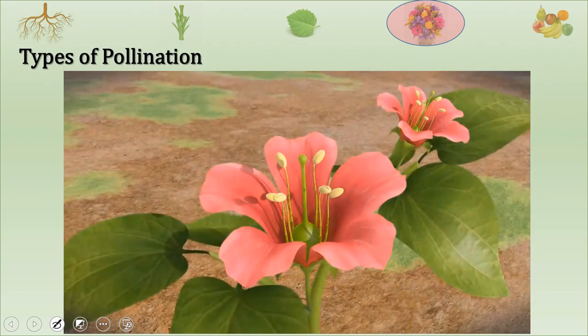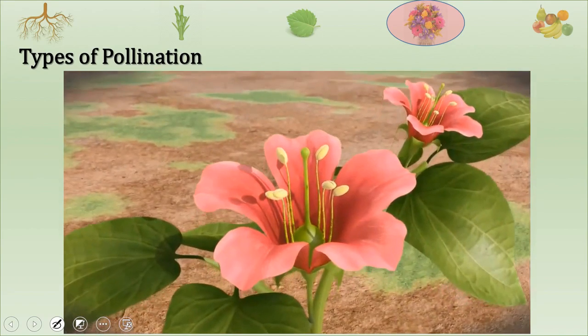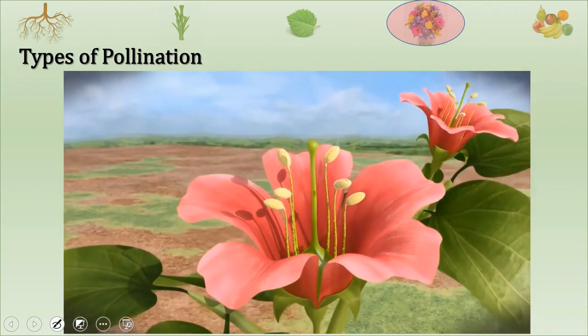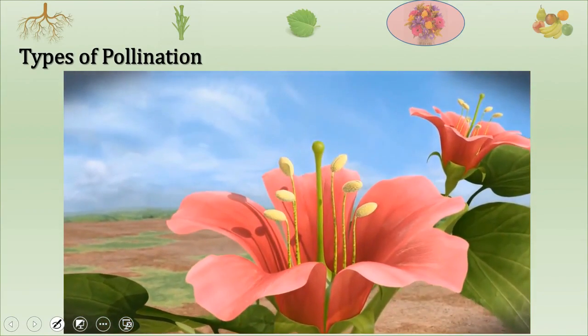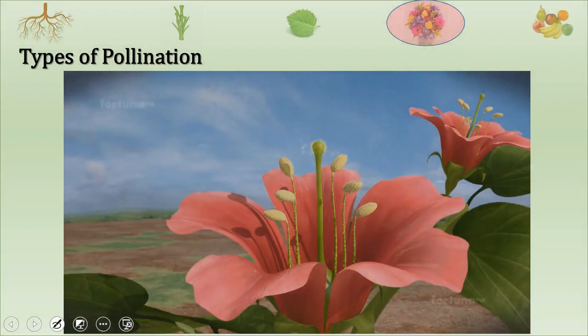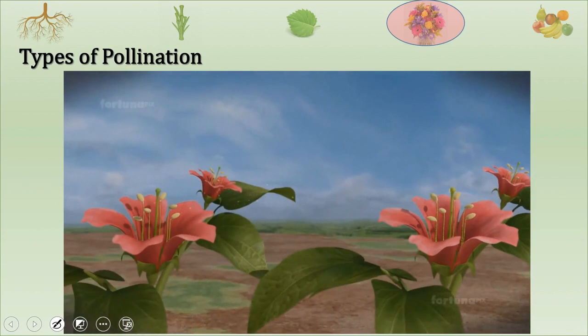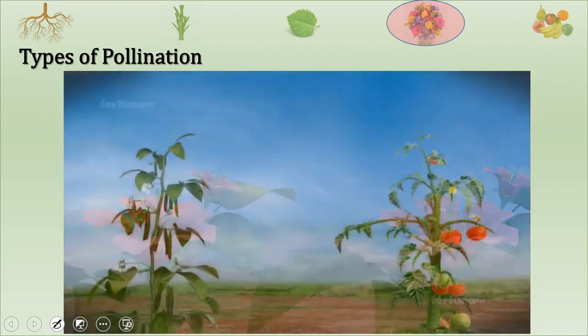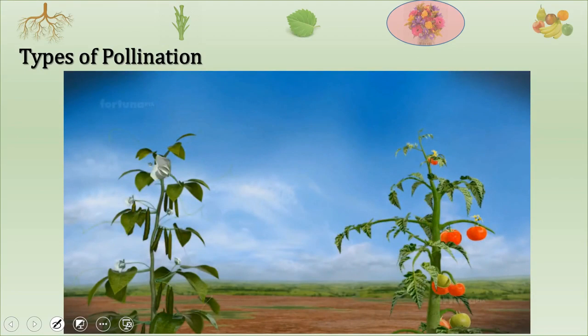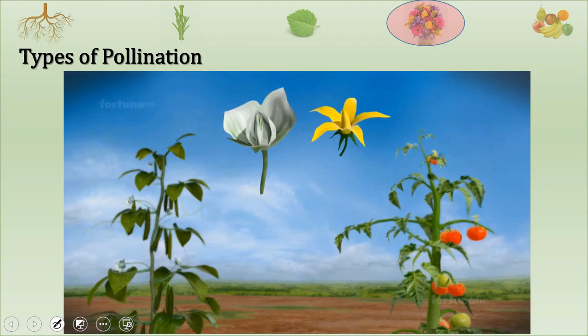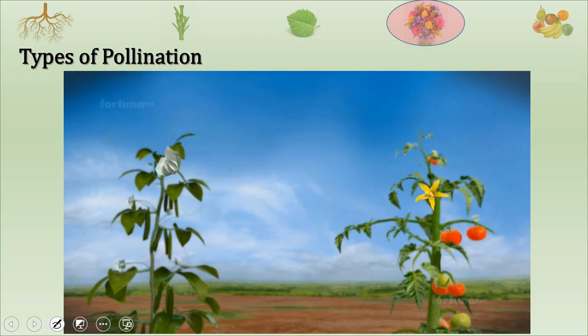In that, two types of pollination we will see, children. The transfer of pollen grains from stamen to the stigma of the same flower is known as self-pollination. The transfer of pollen grains from the stamen of one flower to the stigma of another plant within the same species is known as cross-pollination. In flowers such as beans and tomato, pollination usually does not require pollinators or agents of pollination.